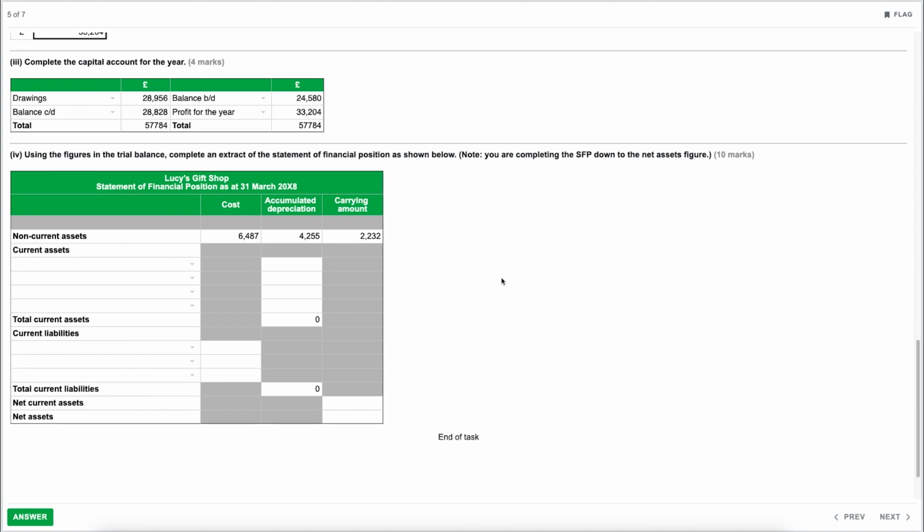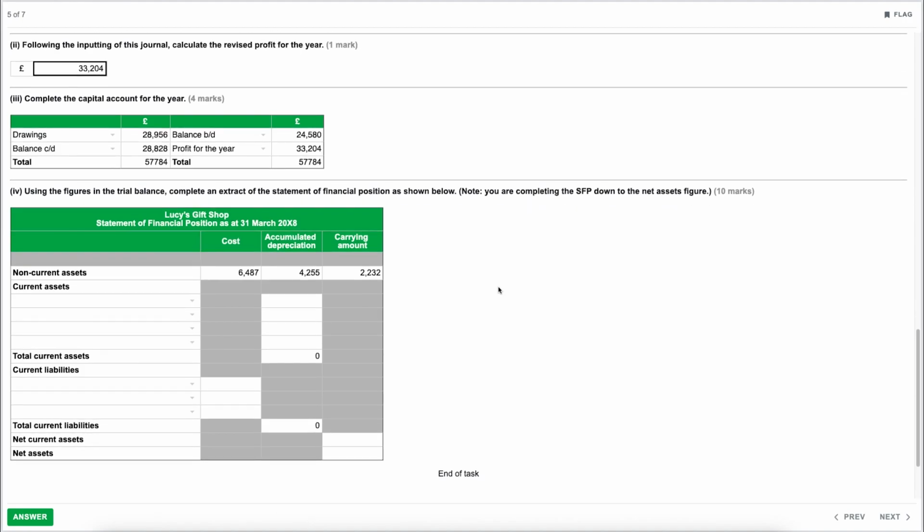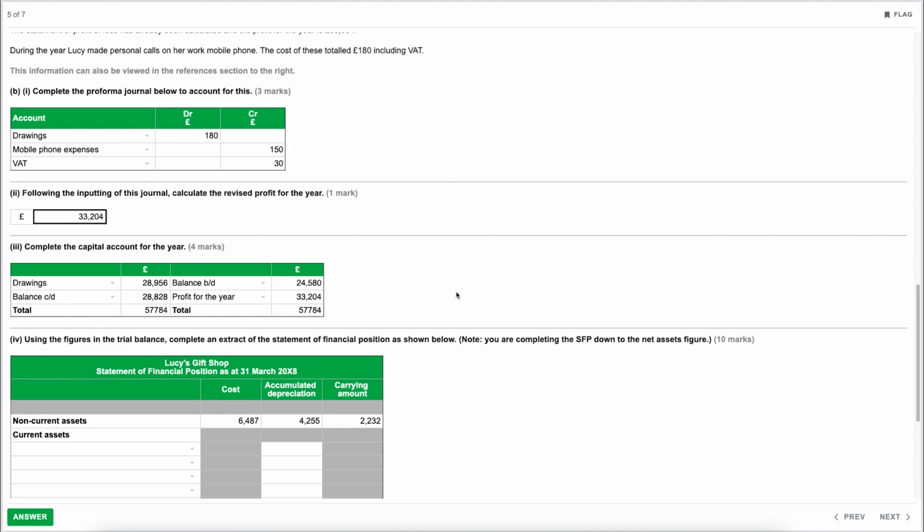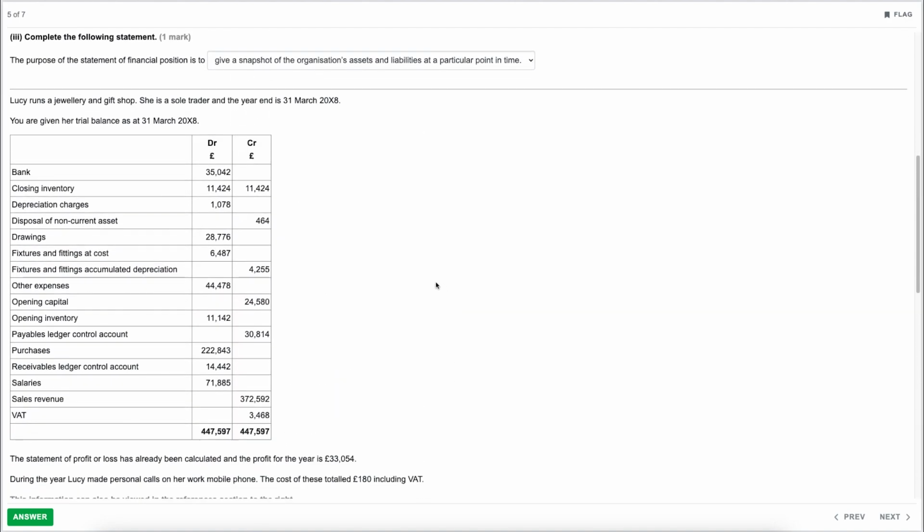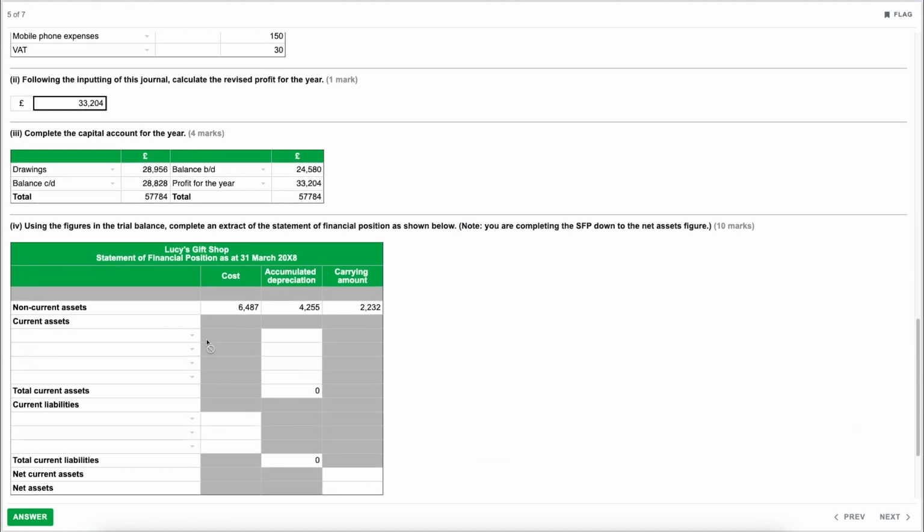We can then move on to the current assets. So we've got 4 available boxes. So we will look for 4. However, it is feasible that there isn't 4. So just bear that in mind. So let's have a look and identify them, and then we can enter them in. So we've got bank, we've got closing inventory, we've got the receivables ledger control account, and that looks to be it. So 4 available boxes, but there are only 3 options. So let's go and enter those in.